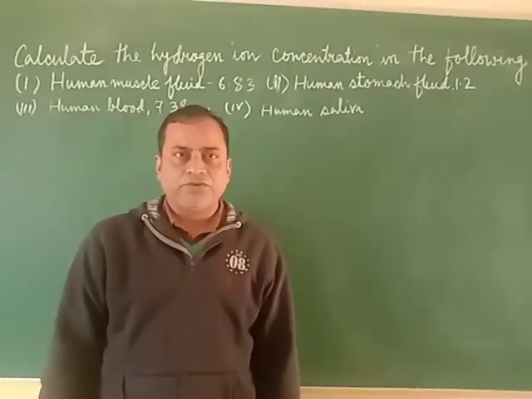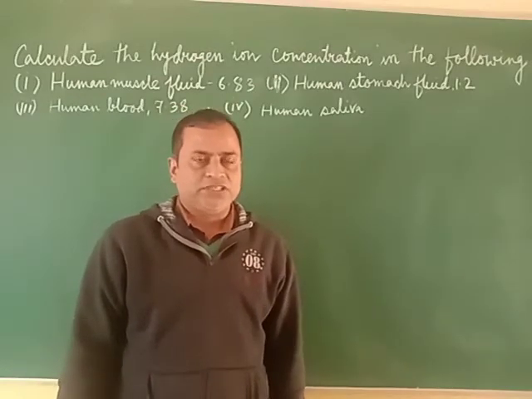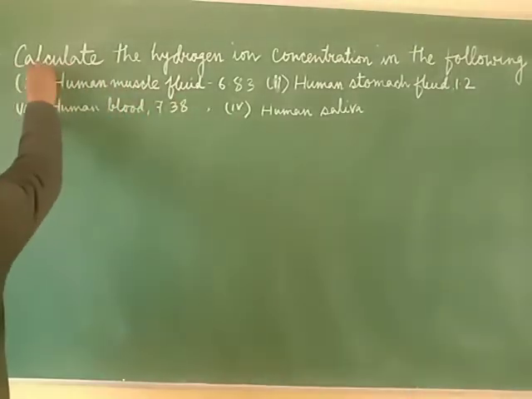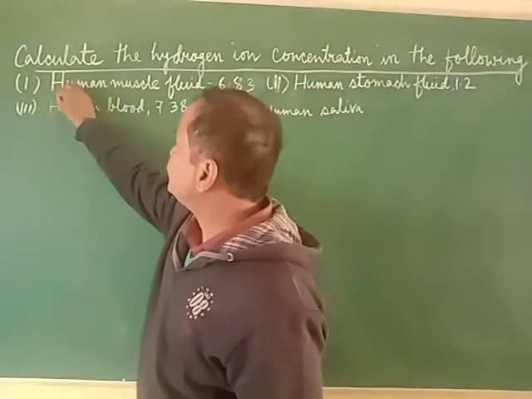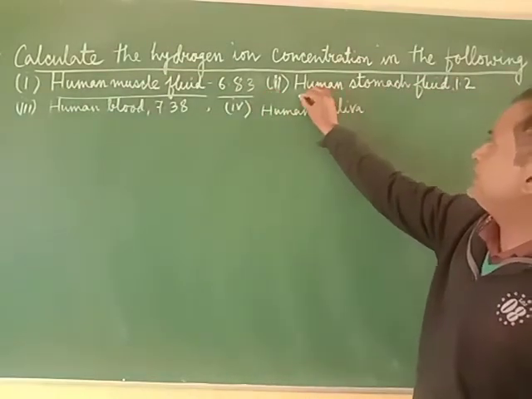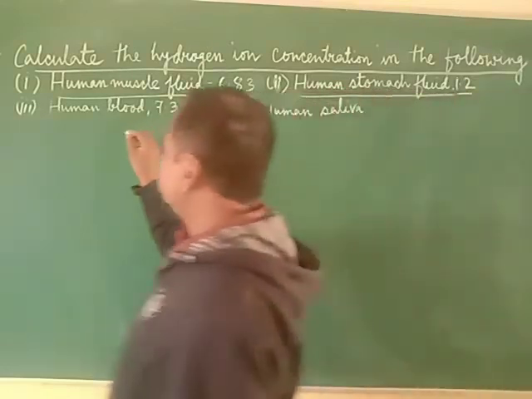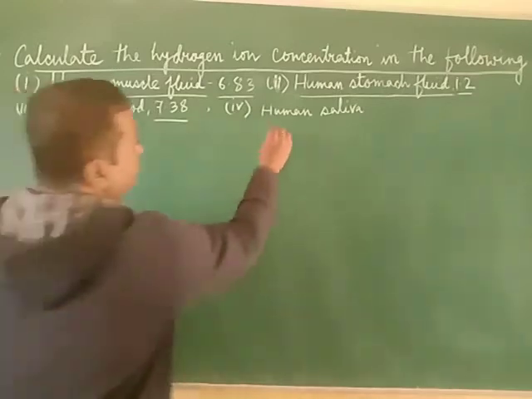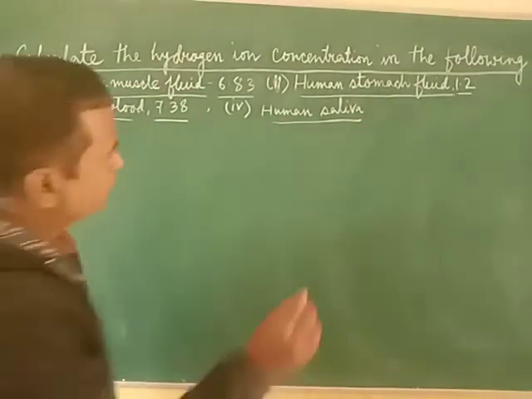Now let's solve another question on the same topic, that is how to calculate pH and hydrogen ion concentration of a given sample. So I have taken another question: calculate the hydrogen ion concentration in the following. First, human muscle fluid which has a pH of 6.83. Second, human stomach fluid which has a pH of 1.2. Third, human blood which has a pH of 7.38, and human saliva which has a pH of 6.4.